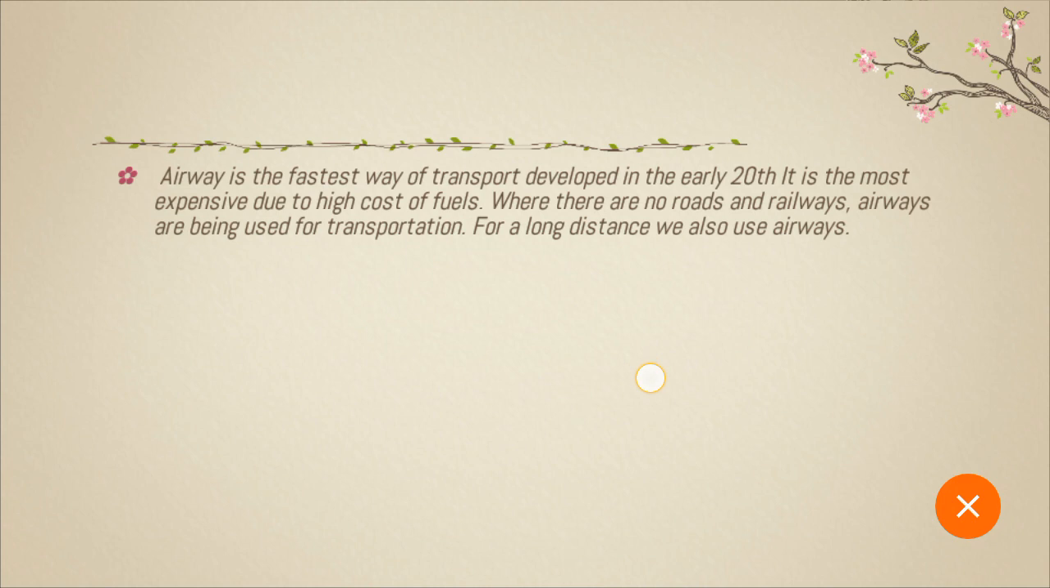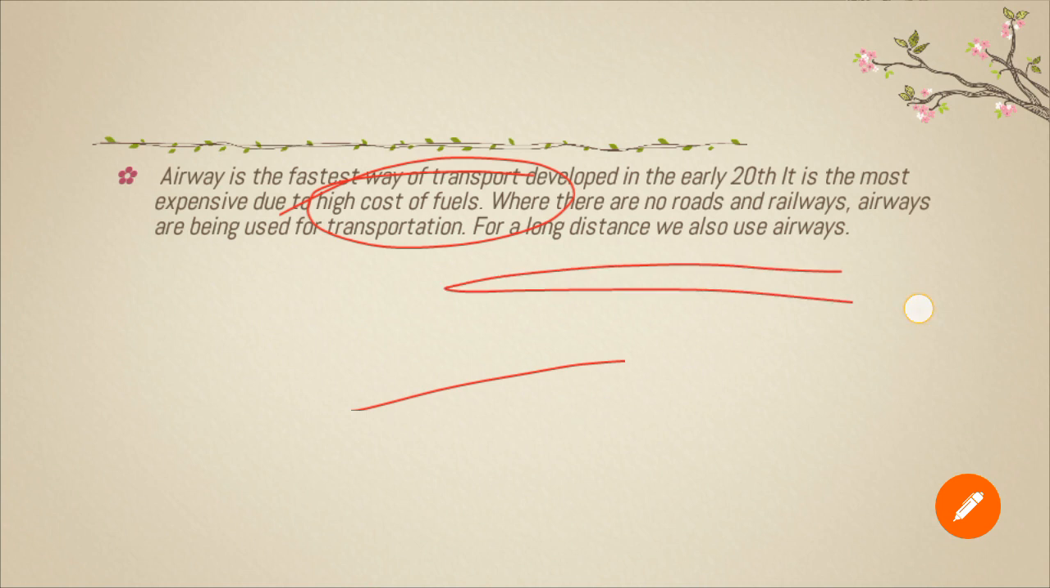Airways is the most expensive and fastest way of transporting or traveling to a different country or any different state, which was developed in the early 20s. It is expensive, of course, due to the high cost of fuels. In airways, we don't need any roads, railway tracks, or sea or anything. So if we want to go long distances, we prefer using airways.